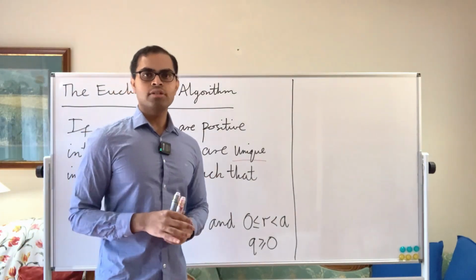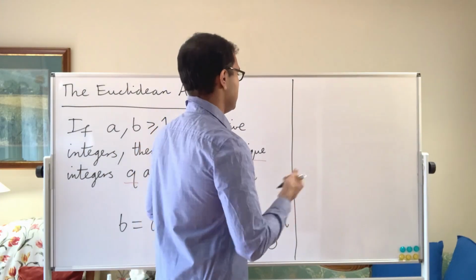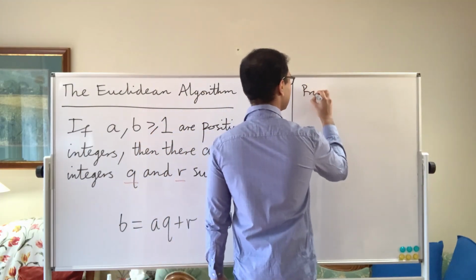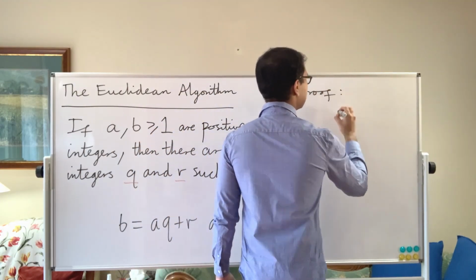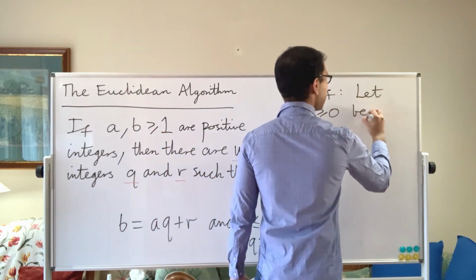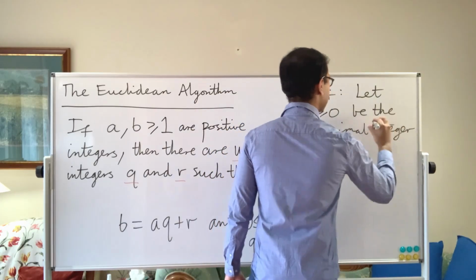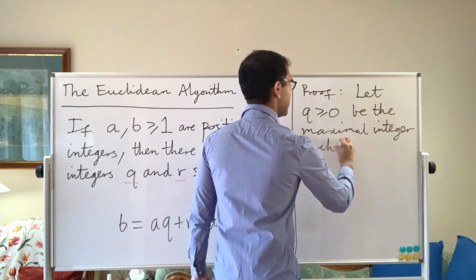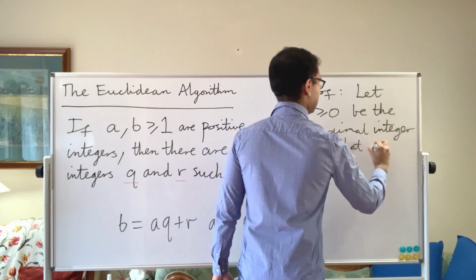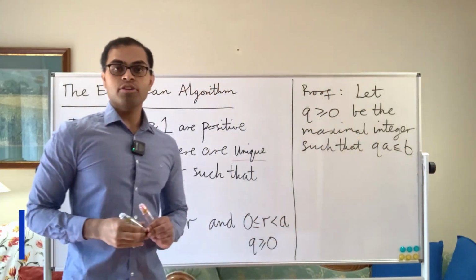Well, what's our q going to be? We are going to say it's the maximum multiple of a that is less than or equal to b. So the proof is the following: let q at least 0 be the maximal integer such that qa is less than or equal to b. That is going to be our choice of q.